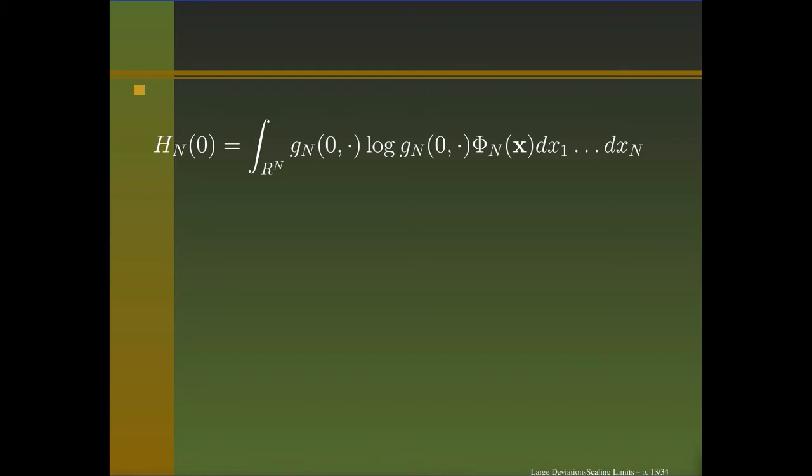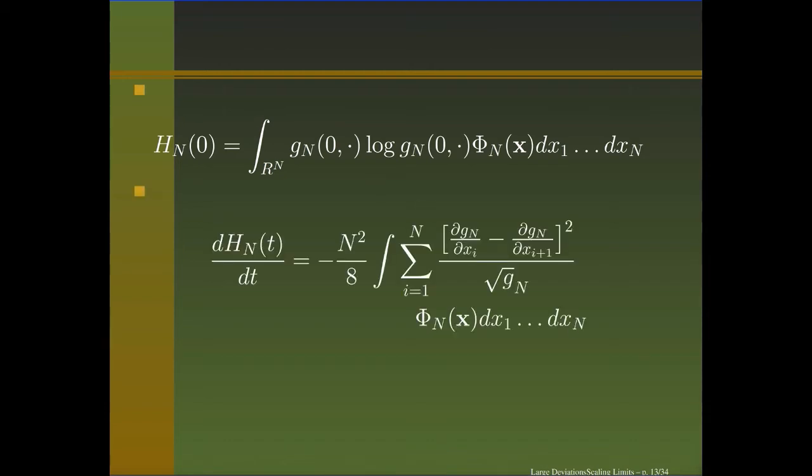Now the entropy decreases according to the flow. That's easy to see. And in fact, one can write down a formula for the rate at which entropy decreases. If you compute it, you find it's basically the Dirichlet form which controls the rate of decrease of the entropy. But it's however the Dirichlet form for the square root of the density rather than the density itself.